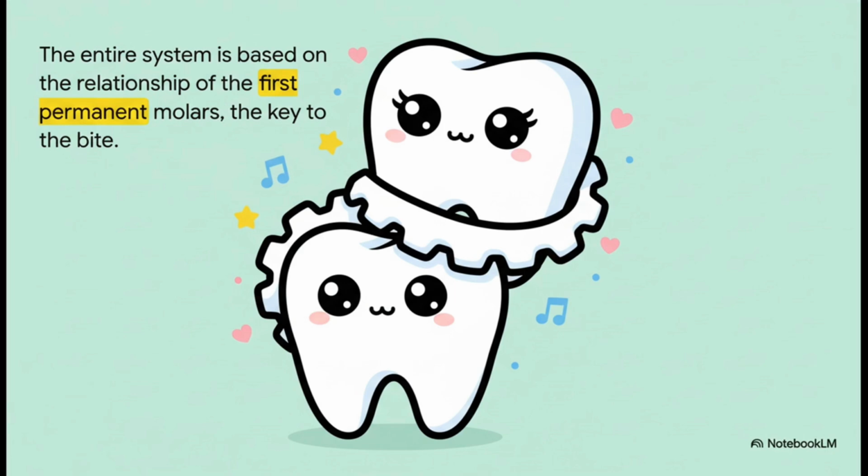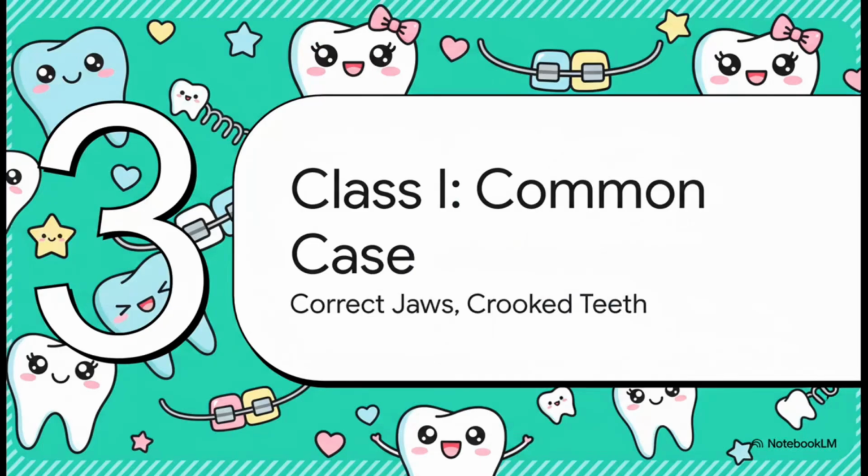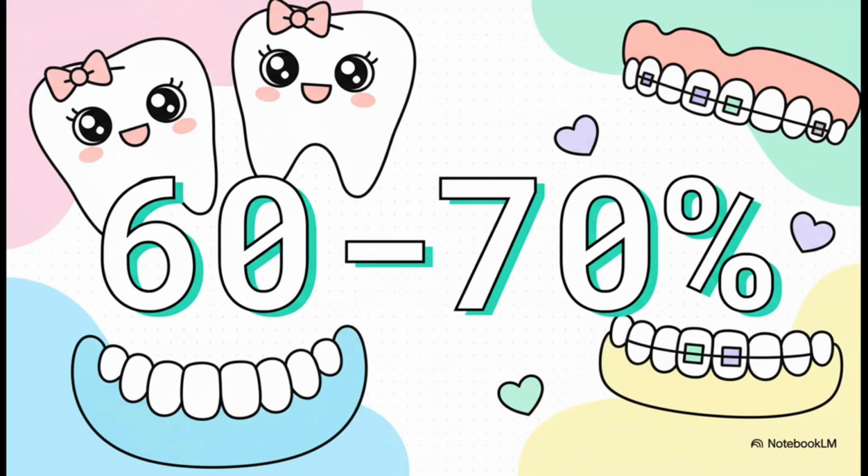So this entire huge system really just comes down to one thing: how your top and bottom first molars line up. You can think of them like two gears. For everything to work right, those gears have to mesh together perfectly. So let's start with the one you're most likely to see, class I. And when I say common, I mean really common. We're talking a massive 60 to 70% of people who need orthodontic work fall right into this category.